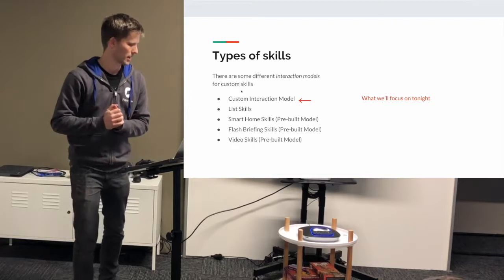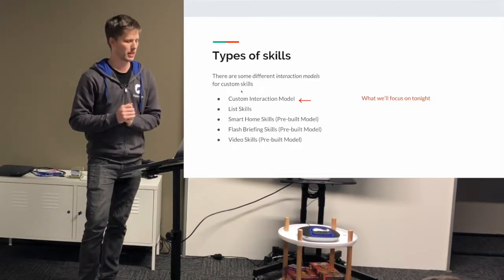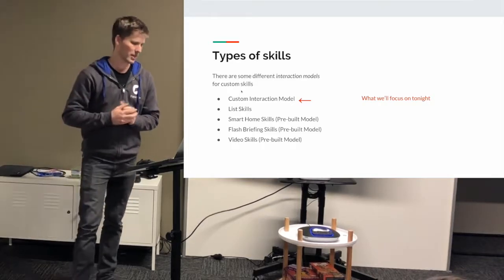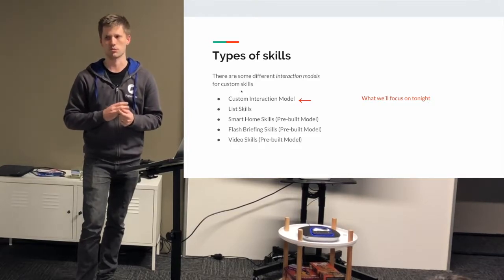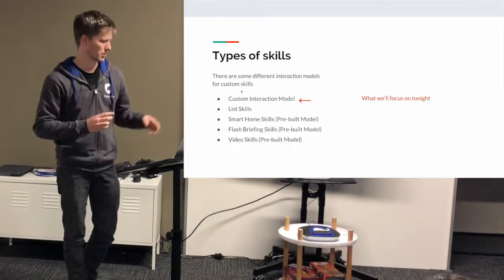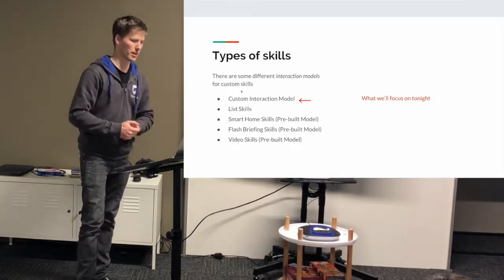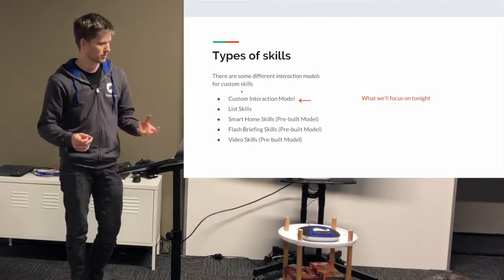Then there are the smart home skills, which are pre-built. There's an API standard that Amazon's built called the smart home standard, and that is basically a JSON format that allows you to control devices within your home using an open standard. There's a bunch of things that allow Alexa to do that out of the box. So if you have a device that supports the smart home standard, you don't have to write a custom skill to interface with it. The flash briefing is also another one.